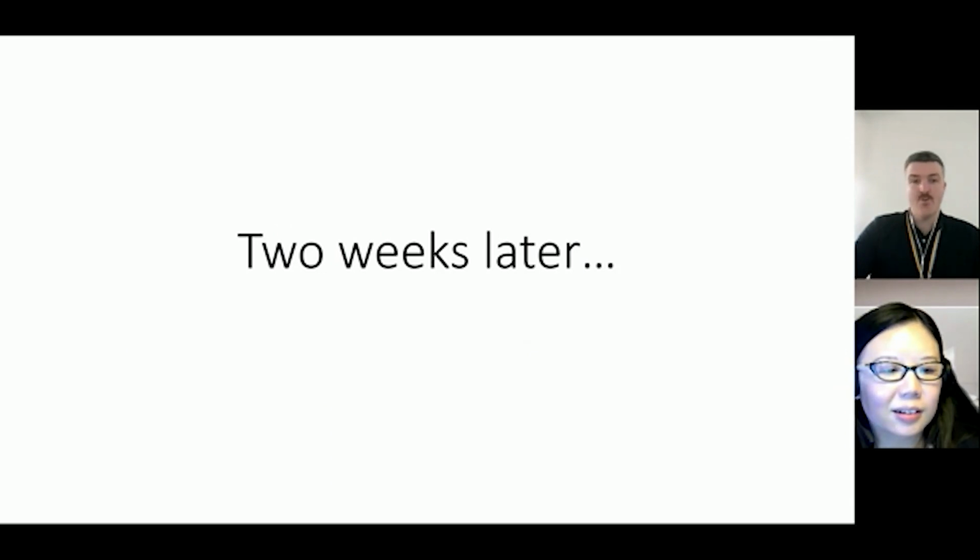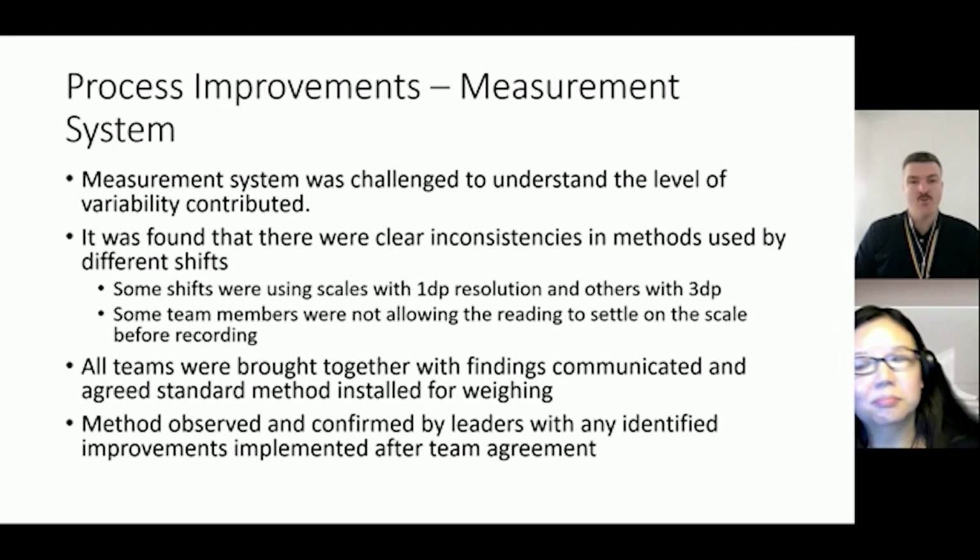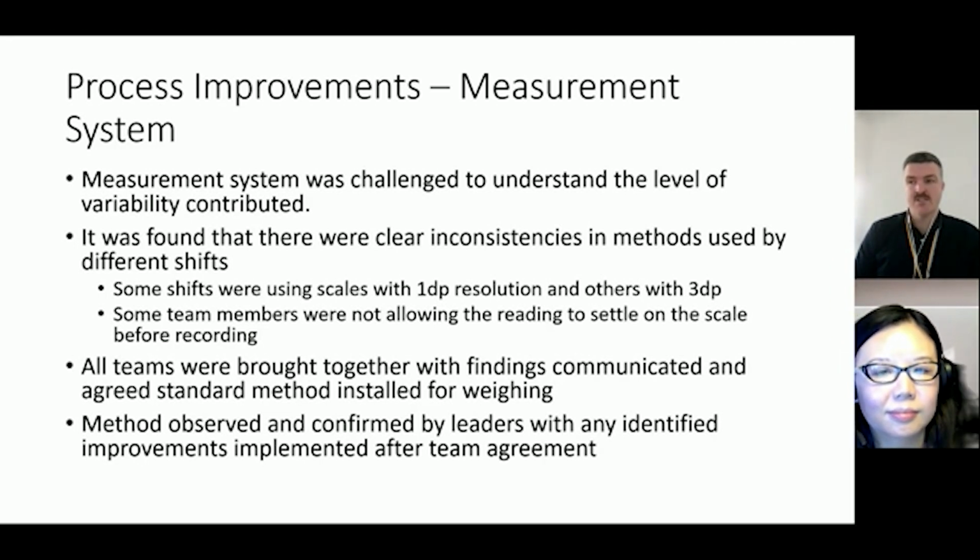Okay, so 2 weeks on from Eugenie's advice, we have performed an assessment of the measurement system. What we've found, like I mentioned before, is that we've got different shifts measuring it. Some shifts were only measuring to 1 decimal place and others were measuring to 3 decimal places. The measurement system itself actually does measure at 3 decimal places, so I'm wondering why the rounding off at 1 decimal place. Obviously, that'll add a lot of variability there as well.